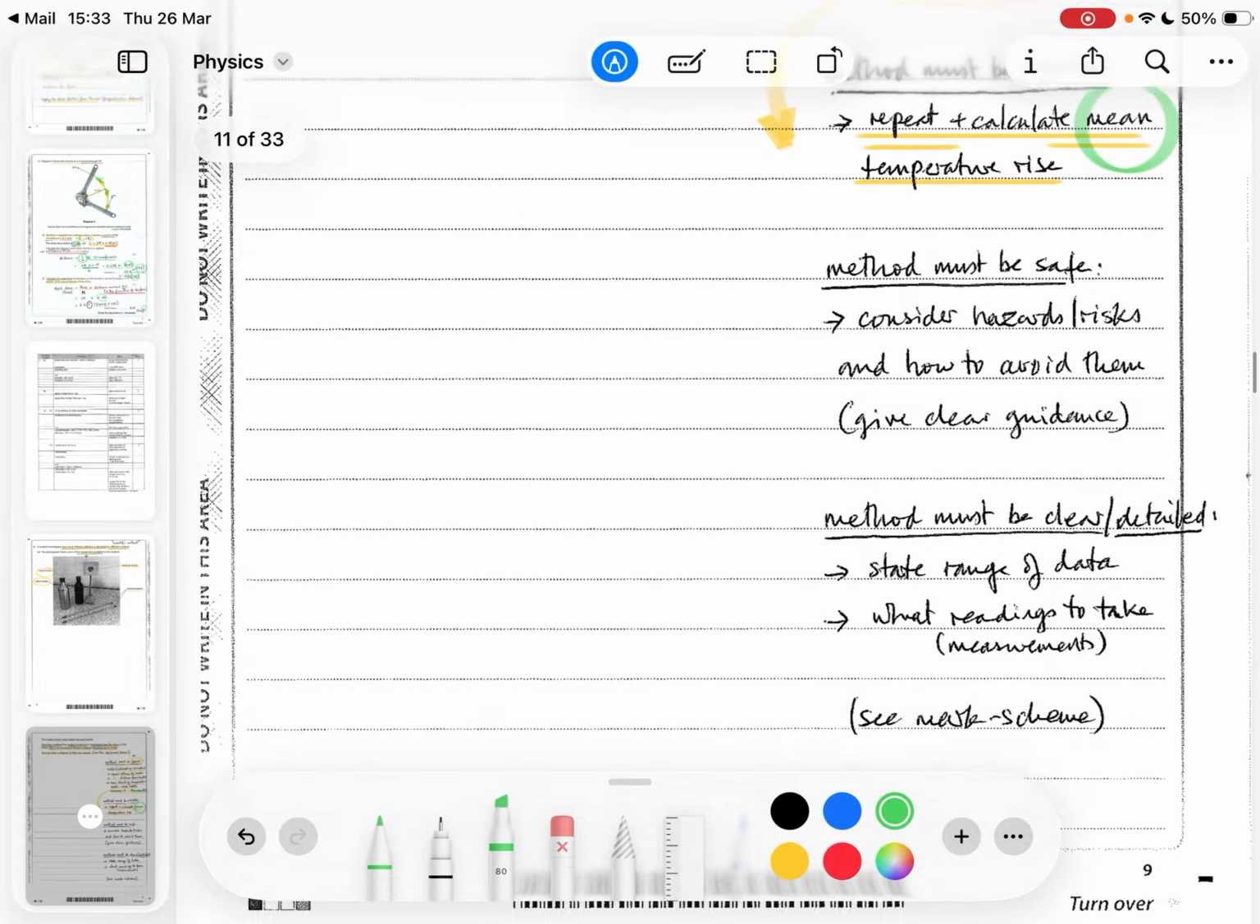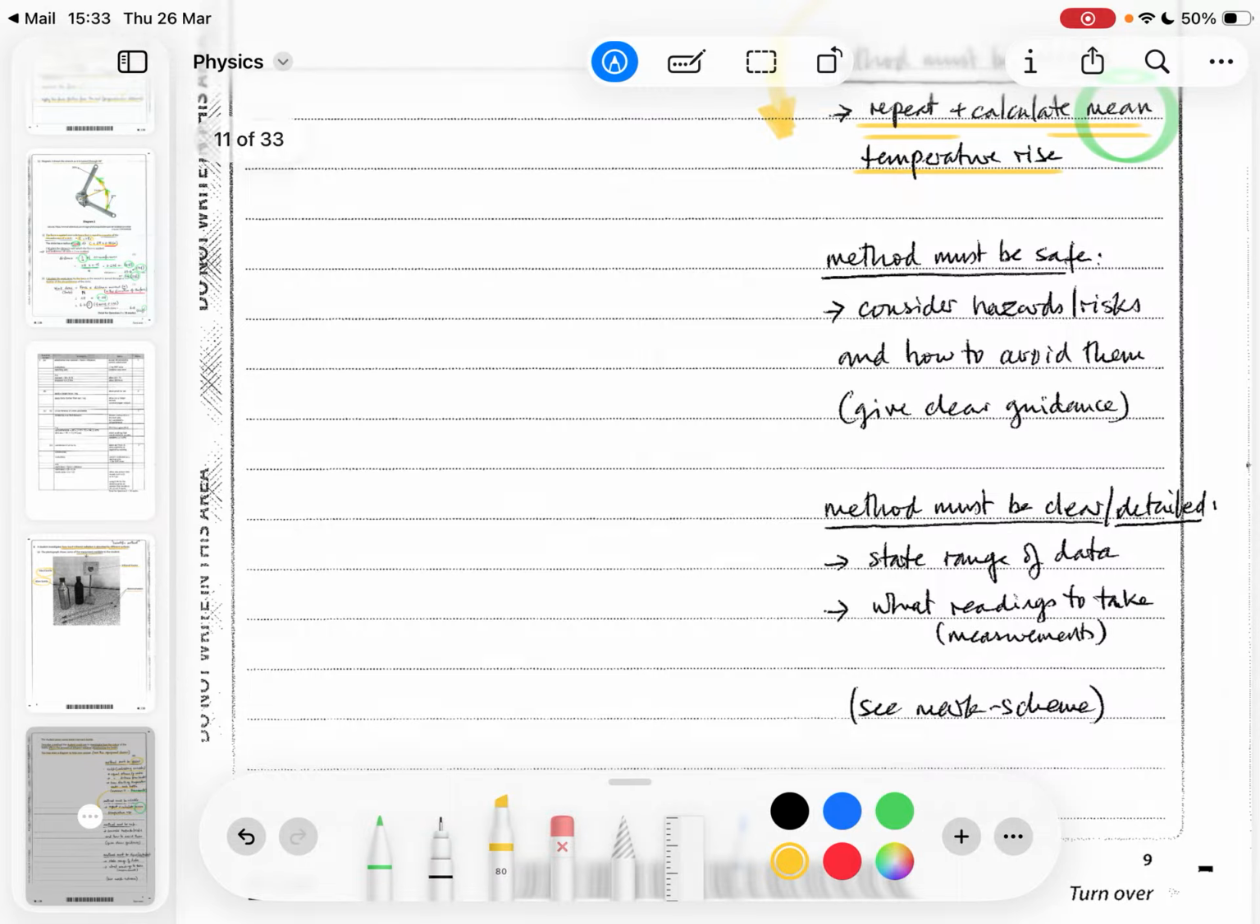Now the method must also be safe. Yeah? So safety, you need to consider risks. Consider any hazards or risks. The hot water could burn you. Anything sensible, and that would possibly help you get a mark. And how to avoid these risks. Yeah, you need to give clear guidance, and we'll look at the mark scheme to see what they're looking for.